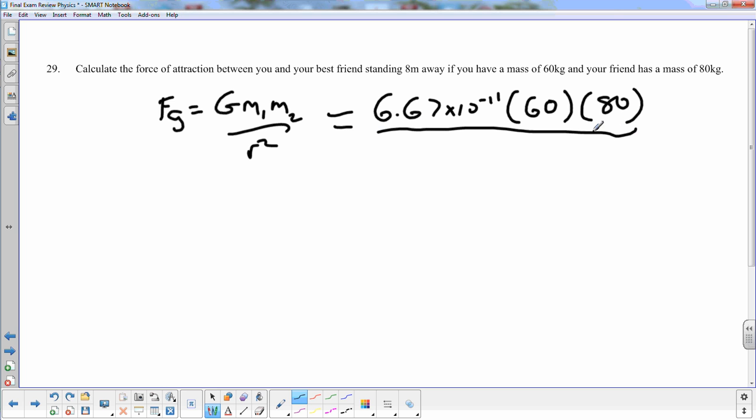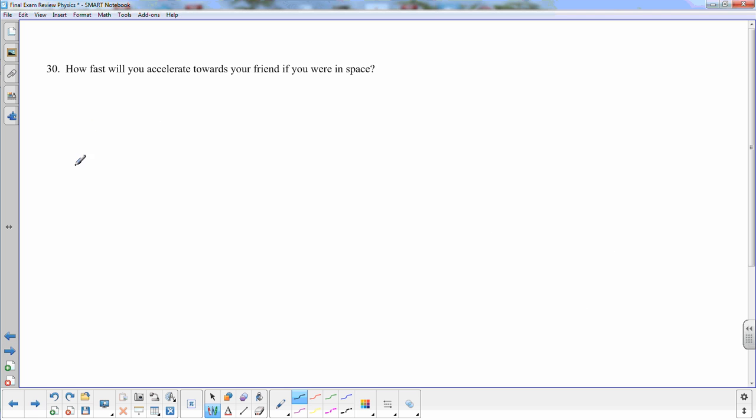How fast do you accelerate towards your friend if you were in space? Well, little g equals big G mass of the thing doing the pulling over r squared. Your friend's doing the pulling and they have a mass of 80 kilograms because that's what we said in that problem. So little g equals 6.67 times 10 to the negative 11 times 80 all over 64, because that's, again, the radius, the distance between us, the 8 squared. That's going to be a pretty small number too.